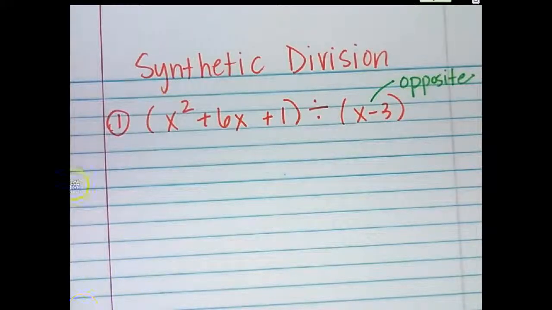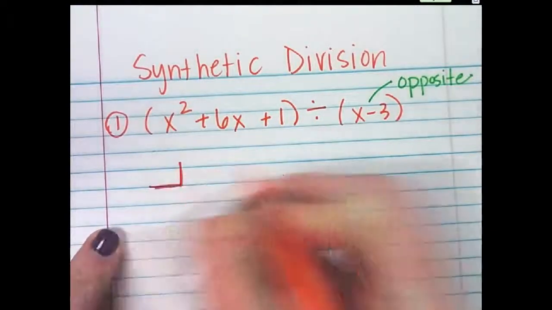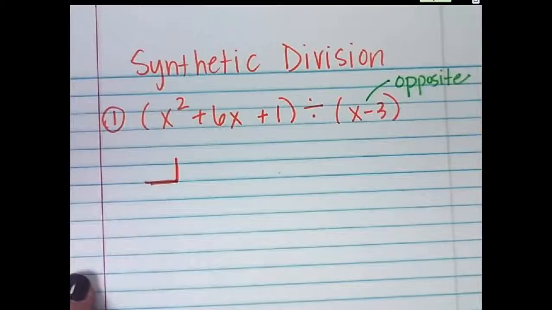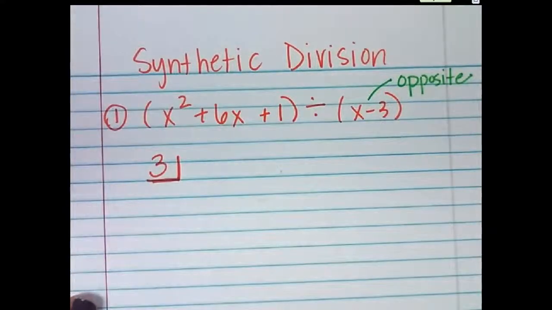Okay, so on synthetic division, what is going on? You take the opposite of that number. So I'm going to take positive 3. Okay, so you're going to make this little box, kind of a backwards L. And I'm going to put positive 3 in that box. So this is just how you set up synthetic division.